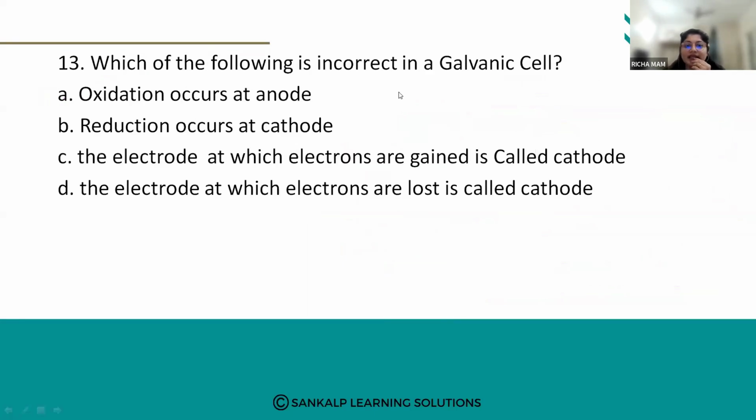Which of the following is incorrect in a galvanic cell? A. Oxidation occurs at anode. B. Reduction occurs at cathode. C. The electrode at which electrons are gained is called cathode. D. The electrode at which electrons are lost is called cathode. What is incorrect about the galvanic cell?